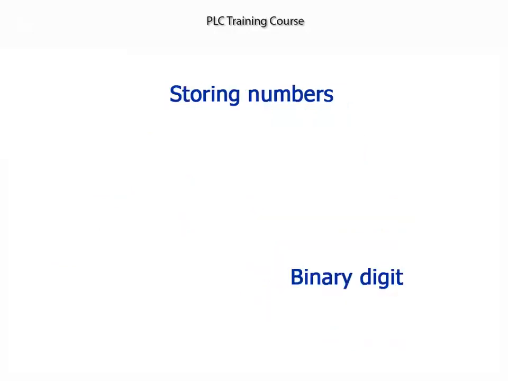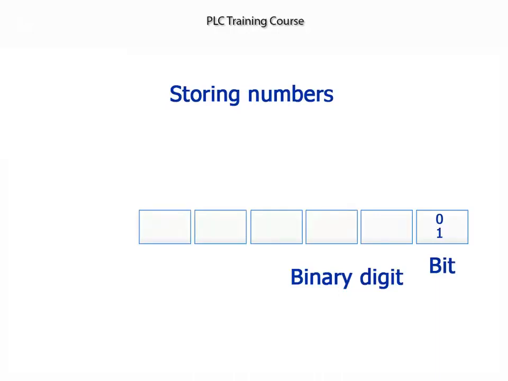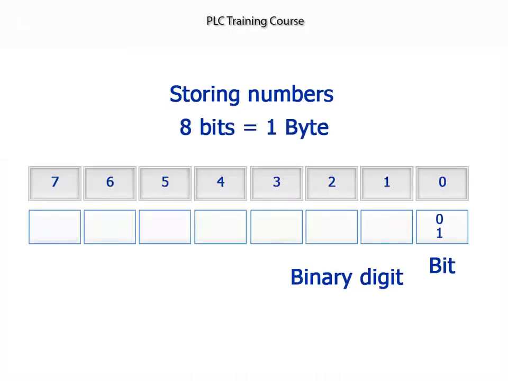The smallest element in a computer is the binary digit, which was quickly shortened to the term bit. A bit can be either on or off. By itself, a bit doesn't contain much information. In the computer memory, 8 bits are grouped together to form 1 byte of memory. Note, the bits are numbered from 0 to 7. In computing, you will see objects numbered from 0.